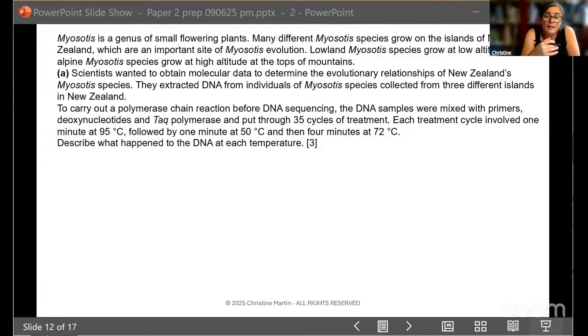So just be aware, they may bring it in, and what they're actually doing is assessing your Module 2 knowledge. Do you know the structure of DNA? Do you know how these different temperatures are going to help in that process of allowing that change so that we can amplify the DNA?